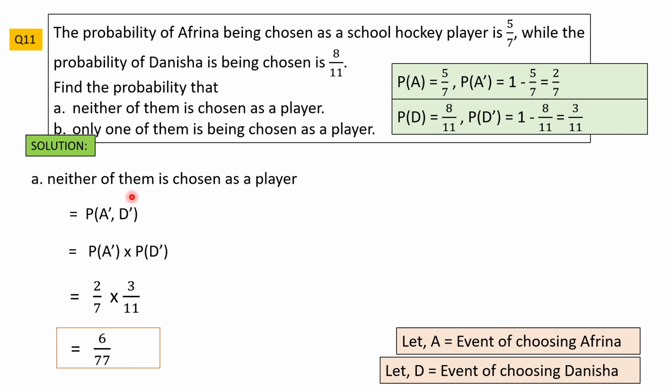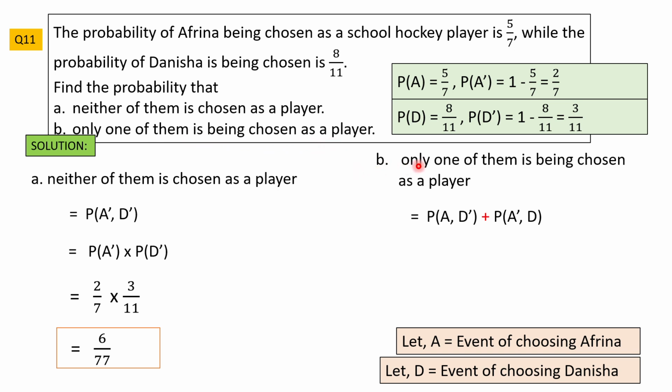Okay, for the second question, you're asked to find the probability that only one of them is being chosen as a player. It is similar to the question before this. So here it can be Afrina being selected, Danisha being rejected, or Afrina being rejected, Danisha being selected, because the question is only one of them is being chosen as a player. So here probability A and D prime. So probability A is 5 over 7 times D prime 3 over 11.